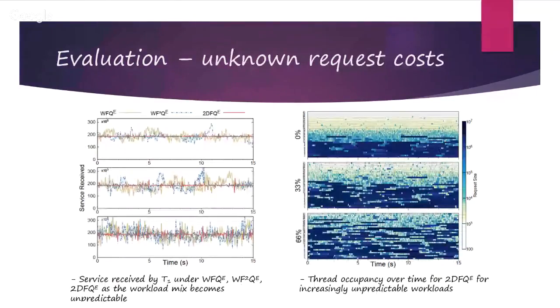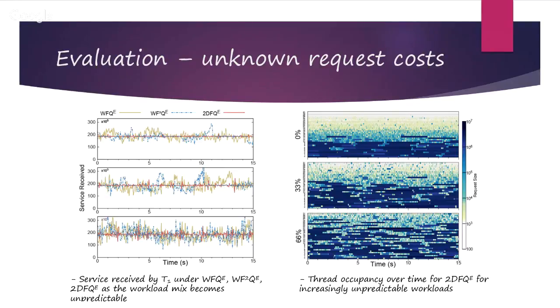Next, the next experiment is just like the one before, but the workload becomes increasingly unpredictable. As we can see, when the unpredictable part of the workload increases, all schedulers deteriorate. However, weighted fair queuing extends and the worst-case weighted fair queuing produce large-scale oscillation in service, while two-dimensional fair queuing has occasional spikes of service.